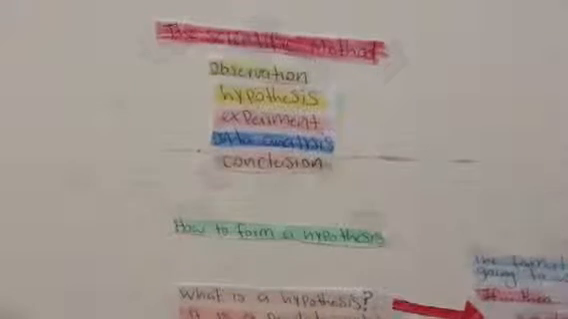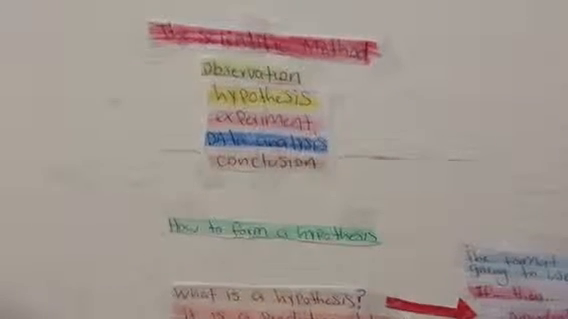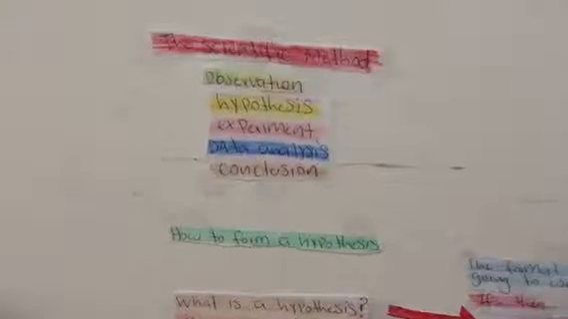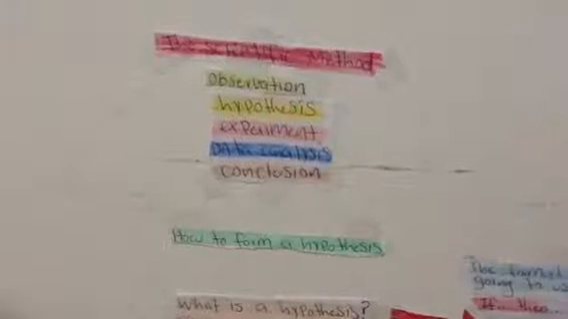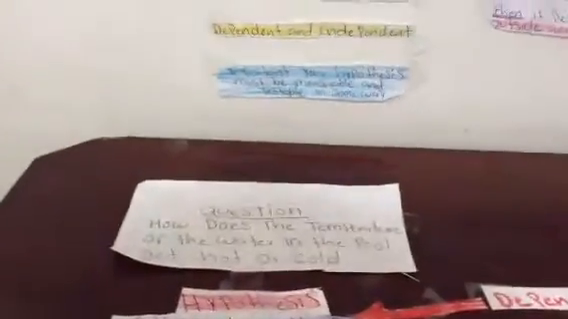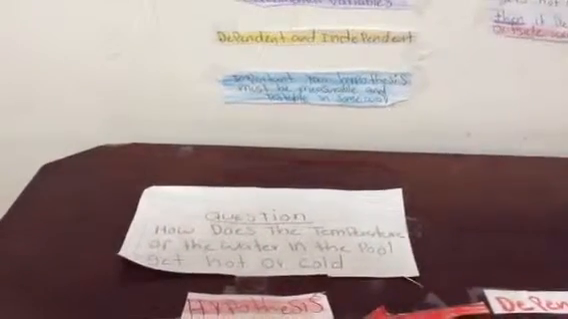For example, I went outside and looked at the pool, and I saw that the water in it gets hot. And I started wondering, and this is all based on my observation by going outside. So I observed, and I came up with a question. My question is, how does the temperature of the water in the pool get hot or cold?